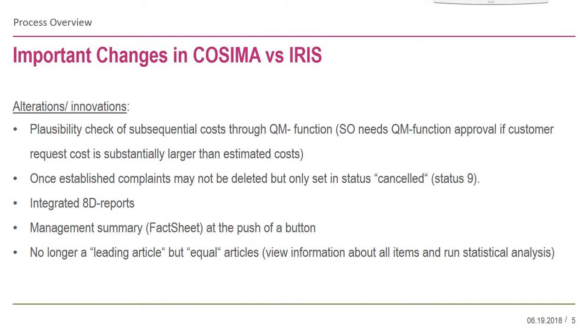There's what's called a fact sheet, which is a management summary that's generated at the push of a button that will also pull information from the complaint. And this is what's going to be used when requesting credit note approval from the sales office manager. When multiple items are the subject of a complaint, there's no longer a leading article, but all the articles are going to be considered equal. This means that you'll be able to view statistical information about all the items as opposed to just the item name and quantity.